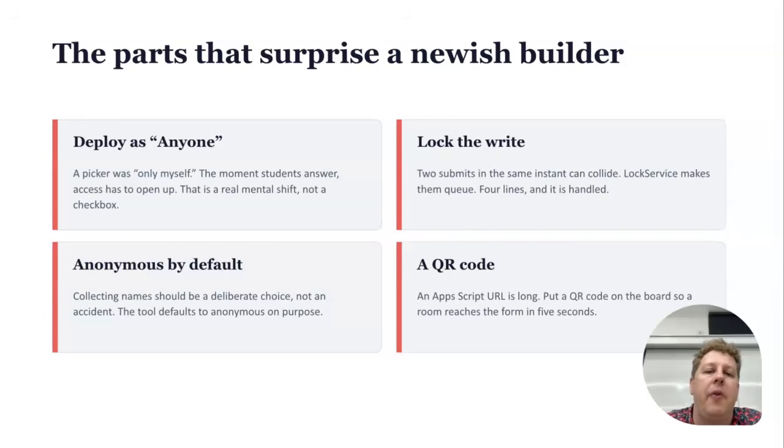As I said before, it's going to lock the write. So if there are multiple votes at one time, it's not going to overwrite before it goes to the next row. And this has been designed to be anonymous. You could either share the link for the students or a QR code guiding them to it.